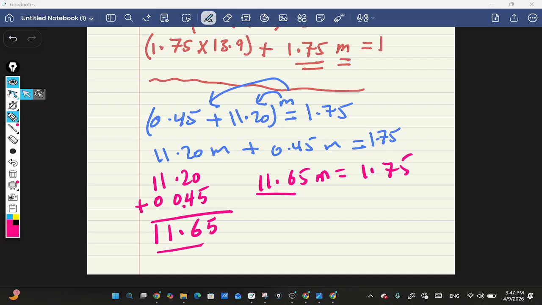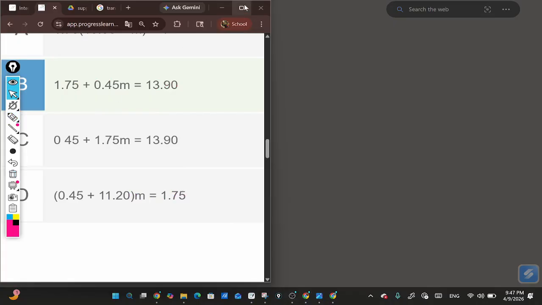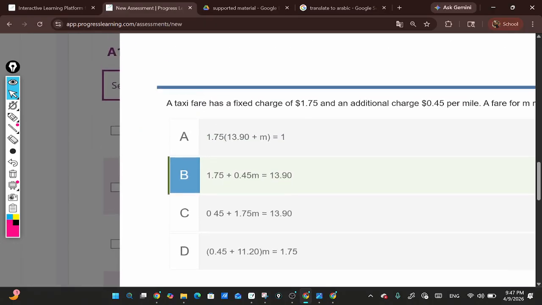And this is exactly not the case, as the question starts by charging 1.75 as a fixed charge, but charging 0.45 per mile, not more than that. So it is not the right charging.